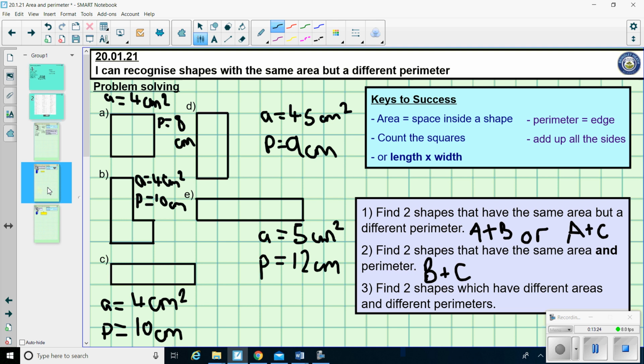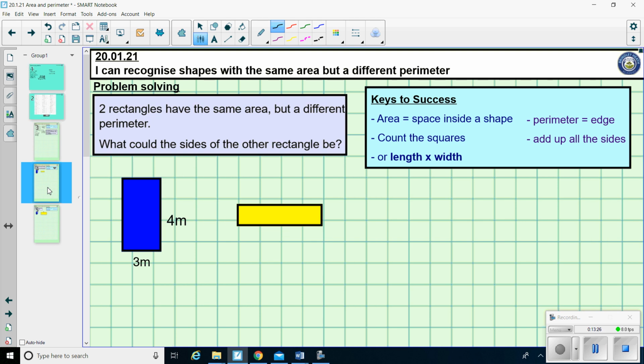Okay, I'm going to have another look at another type of question that you'll encounter today in your problem solving on maths.co.uk. So this time it says we've got 2 rectangles. They've got the same area but different perimeters. And they've given us the length of the sides on the blue rectangle. And they say, what could the sides of the other rectangle be? So it's really important we know what the question is asking. They've got the same area but different perimeters.